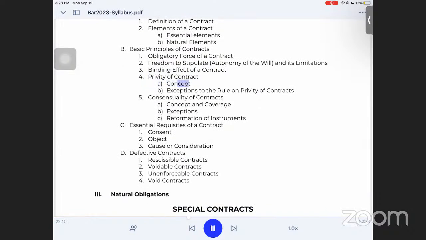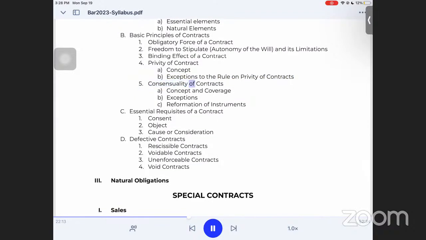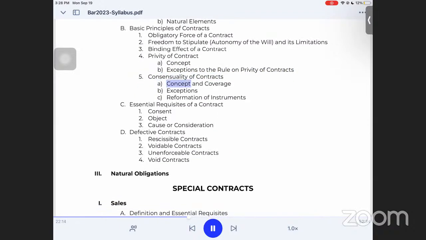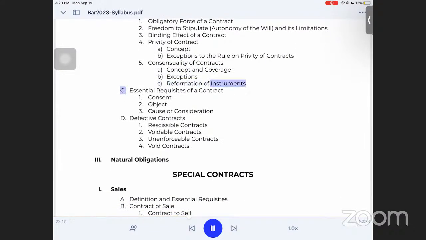A. Contract. B. Exceptions to the rule on privity of contract. 5. Consensuality of contracts. A. Concept and coverage. B. Exceptions. C. Reformation of instruments.